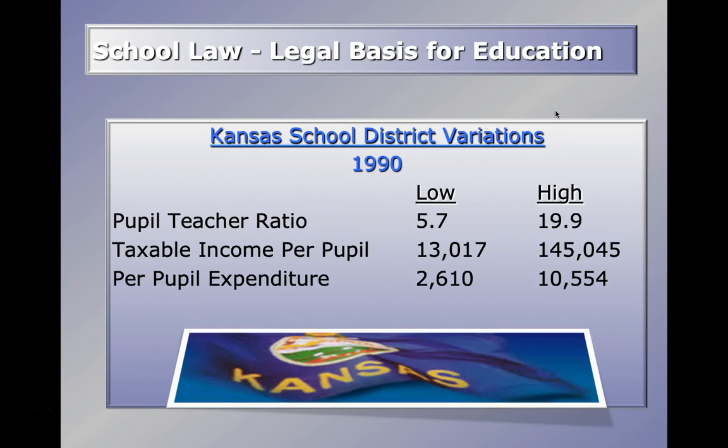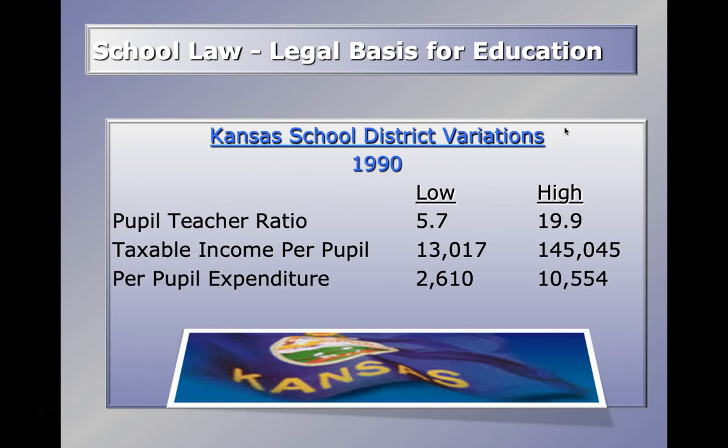And if we look back at 1990, there was one school district in the state of Kansas that had a pupil-teacher ratio of 5.7. For every 6 students, you had one teacher. And then in another school, for every 20 students, you had one teacher. Now, we count counselors, administrators, and the like also in there. When you looked at the parents' income per child, you had a low school district of $13,000 and a high where for every kid you had $145,000 taxable income. So much more money was coming into certain schools, and with lower mill levies. And then per pupil expenditures, you had one school district that spent for each child for that year $2,600. In another school district, it was over $10,000.